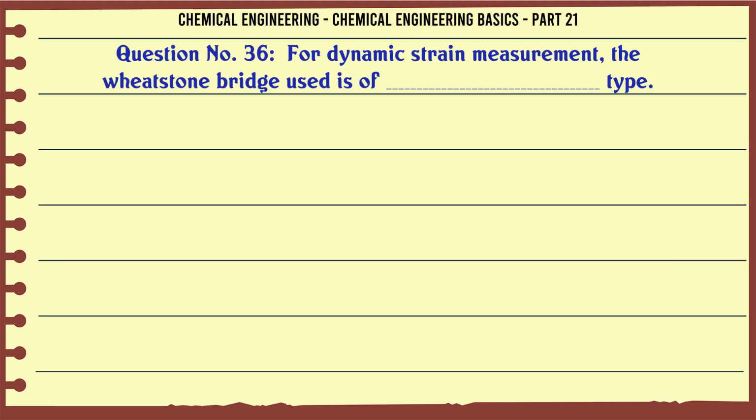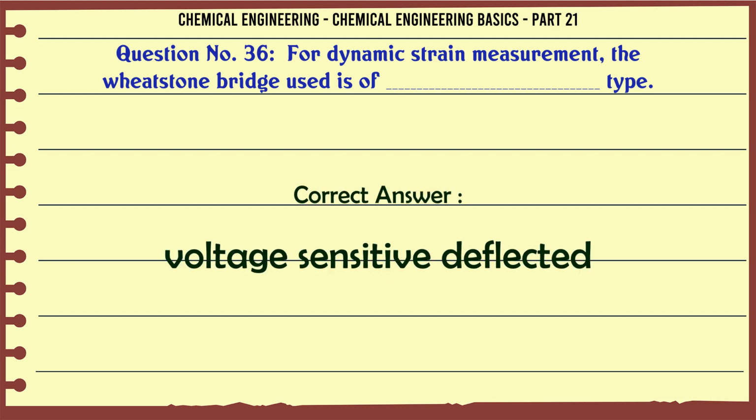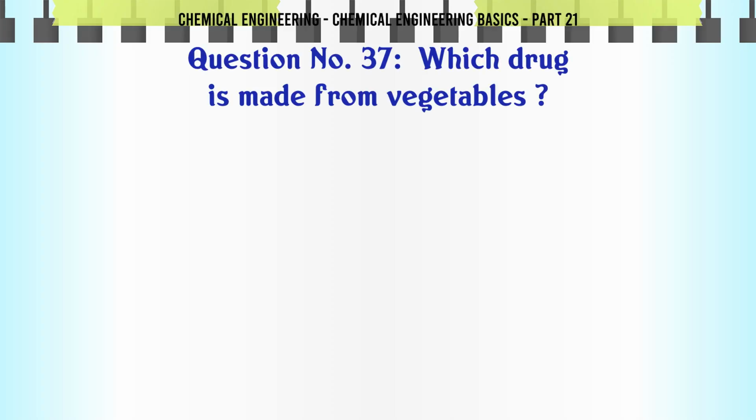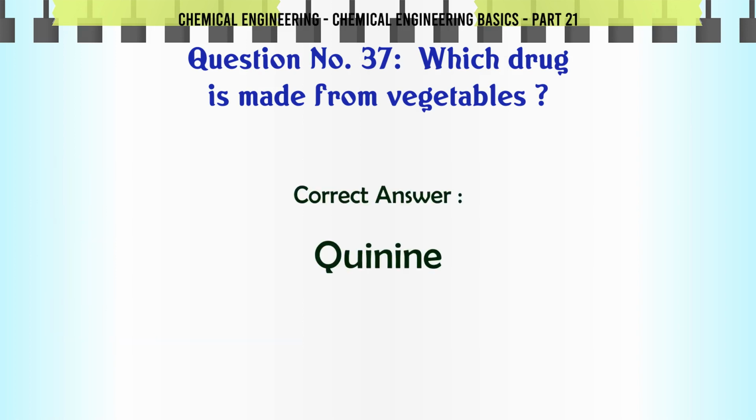For dynamic strain measurement, the Wheatstone bridge used is of type: A. Voltage sensitive null, B. Voltage sensitive deflected, C. Current sensitive deflected, D. None of these. The correct answer is voltage sensitive deflected. Which drug is made from vegetables? A. Penicillin, B. Aspirin, C. Quinine, D. Insulin. The correct answer is quinine.